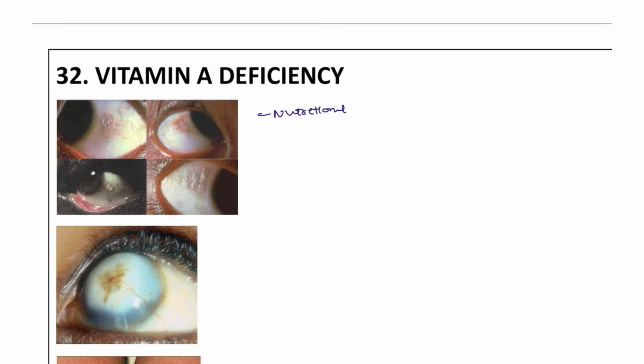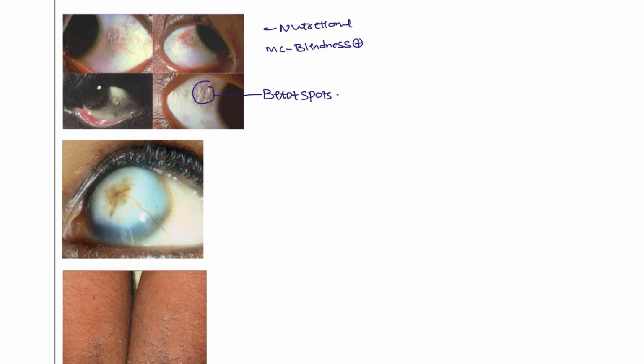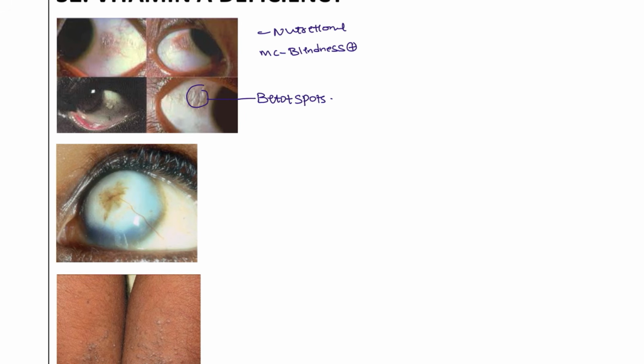Next, another point that you have to remember, this is going to be the most common cause for blindness in the children, with the formation of the vitamin A deficiency. And what is this feature, guys? This is known as a Bitot spot. Bitot spot that we are going to see in this patient. So how is the patient presented? The most common symptom, this is the corneal ulcer.